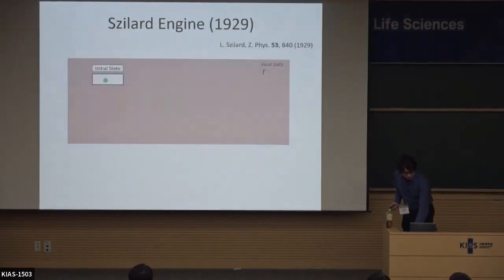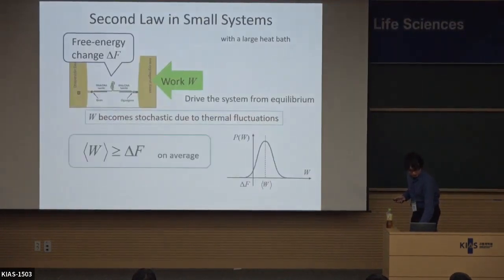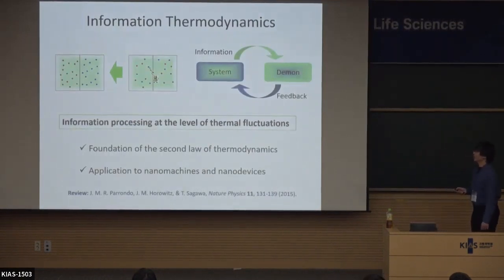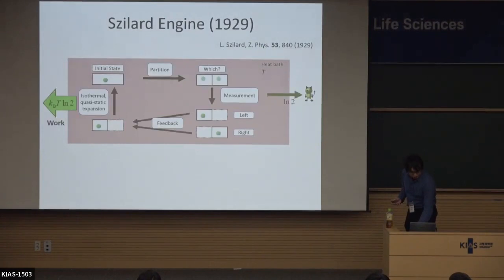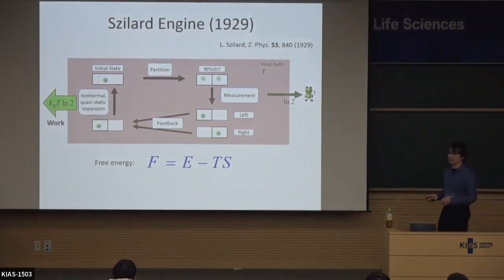Okay, so now I will go to the simplest model of Maxwell's demon. Maxwell's original experiment was not very quantitative, but a kind of qualitative demonstration of work extraction. But after that, Szilard, already 100 years ago, considered a very simple model of Maxwell's demon. It is very quantitative, and based on this very simple model, we can understand the essence of the connection between thermodynamics and information. If I had to choose just one slide as a take-home message for you, I would suggest that this Szilard engine is the most important idea.